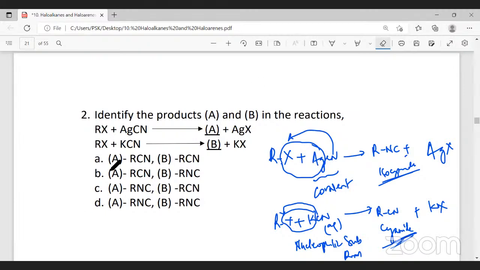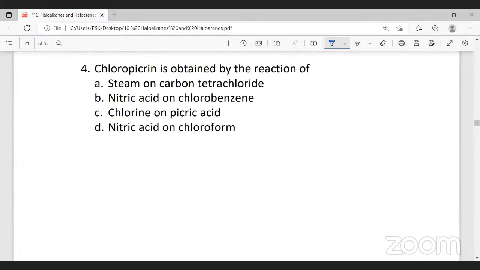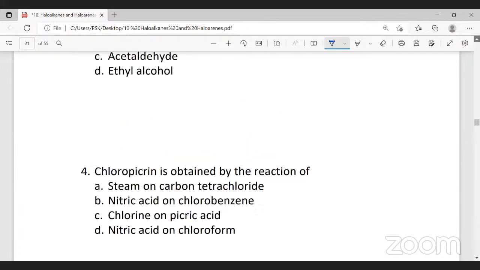Option C. First is AgCN, which gives you NC. And KCN gives you CN. So it's option C. Don't get confused. It looks similar, so you should be careful when you're marking the answers.